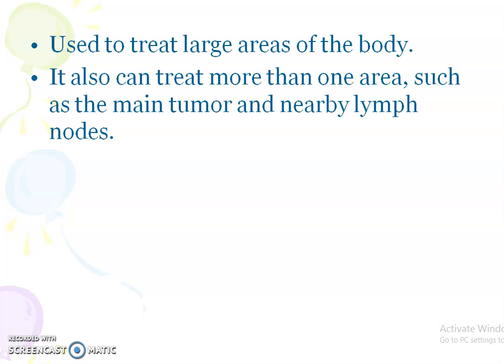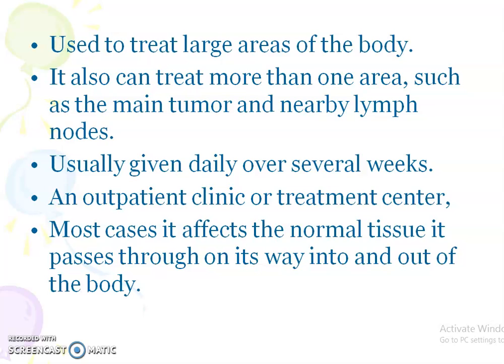External beam radiation is used to treat large area cancers in the body, and it can also treat more than one area, such as the main tumor and the nearby lymph nodes at the same time. Usually, it is given daily over several weeks, on an outpatient basis, in a treatment center or a clinic. In most cases, it affects the normal tissue as it passes on its way into and out of the body.